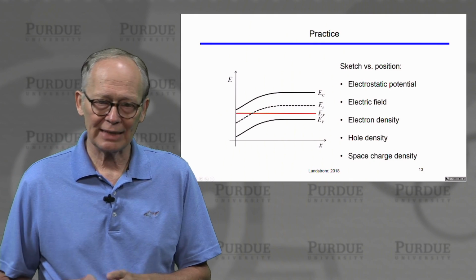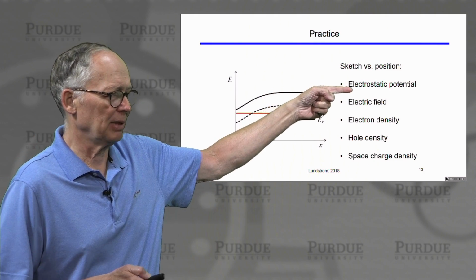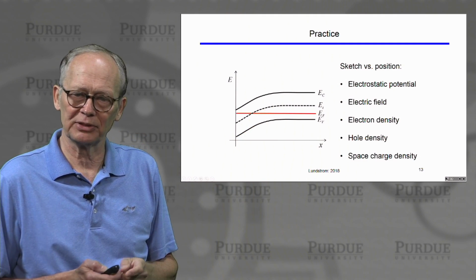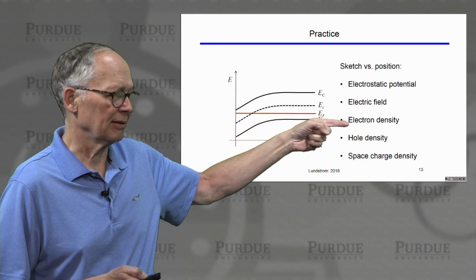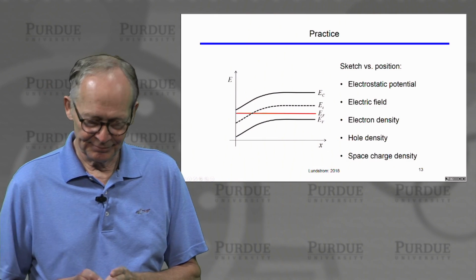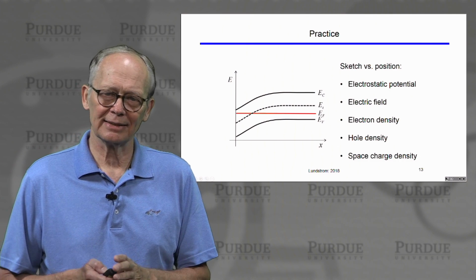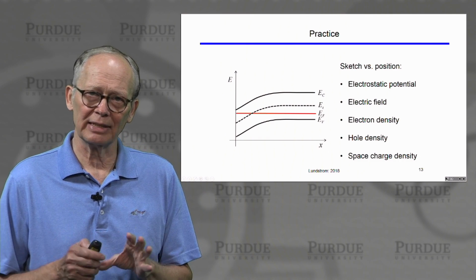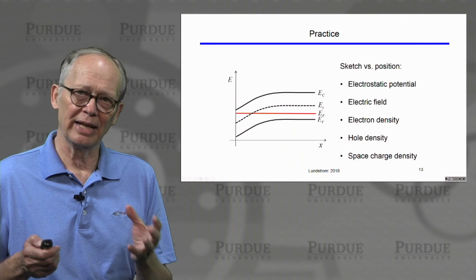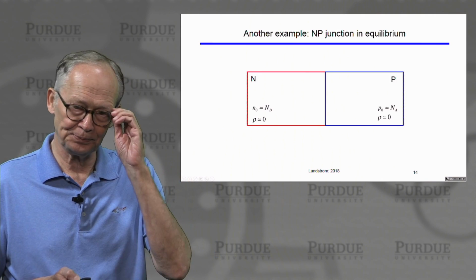All right, so for practice, take this energy band diagram and just run through. Make a plot of the electrostatic potential versus position, electric field, electron density, hole density, and space charge density. So I'll let you think about that. That's good practice. Let's talk about another example, and we'll run through that example in a little more detail, and you can see how this all plays out.